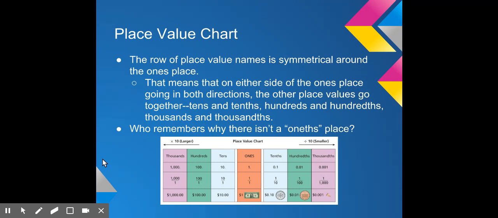Take a minute and remember back why there isn't a oneths place. There is no oneths place because the places can be written as fractions over 1 for whole numbers, and 1 over 1 is actually the same thing as 1. There is no oneths place.